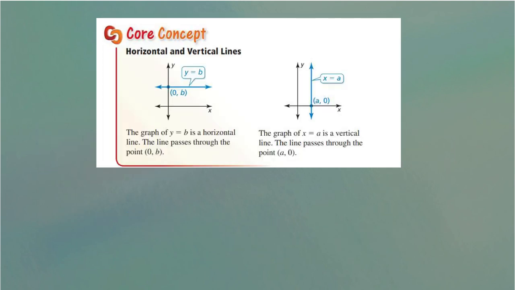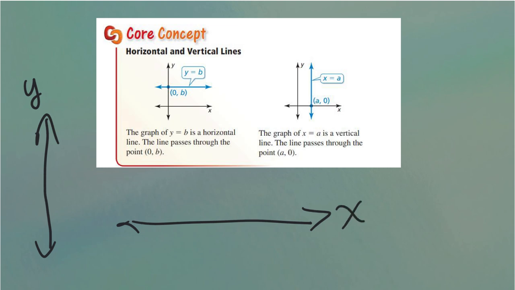Let's look here. Horizontal and vertical lines. Who remembers what vertical lines are? They go up and down, and horizontal goes side to side. Which axis is vertical, the Y or the X? No, vertical is the Y. Let me do it in another color. Is this the vertical? And this is the horizontal. So X is our horizontal and Y is our vertical.